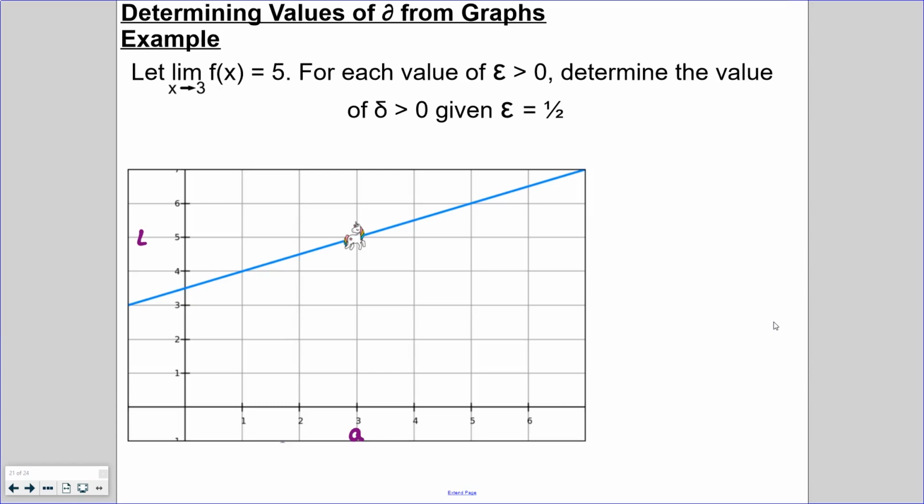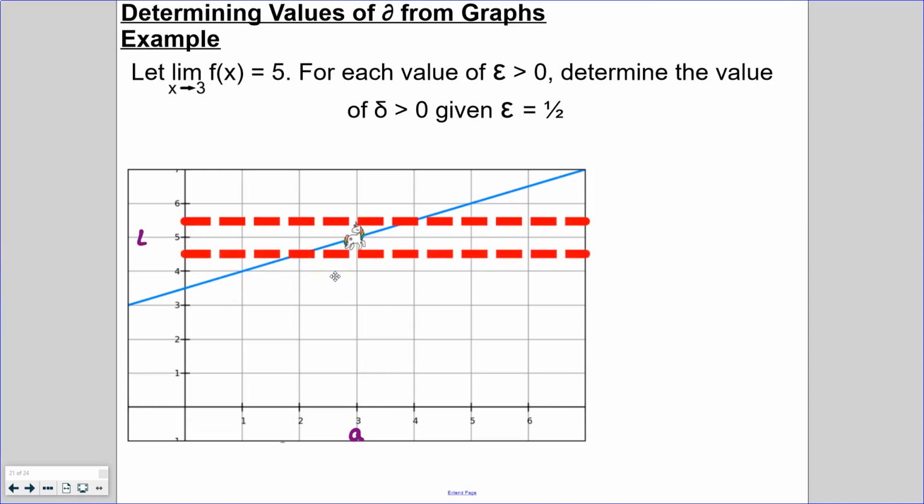We know that we have to go up from 5 by 1/2 to get our upper fence, and down from 5 to get our lower fence. So that means we're going to be at 5.5 and 4.5. So this is L plus epsilon and L minus epsilon. And then we just need to figure out where these two fences intersect our function. They intersect our function right here and right here. And those will be the x values for which we put our left and right fences. And as we can see, we've restricted the unicorn a little bit more here. And then we can use these fences to figure out what our delta value is going to be.